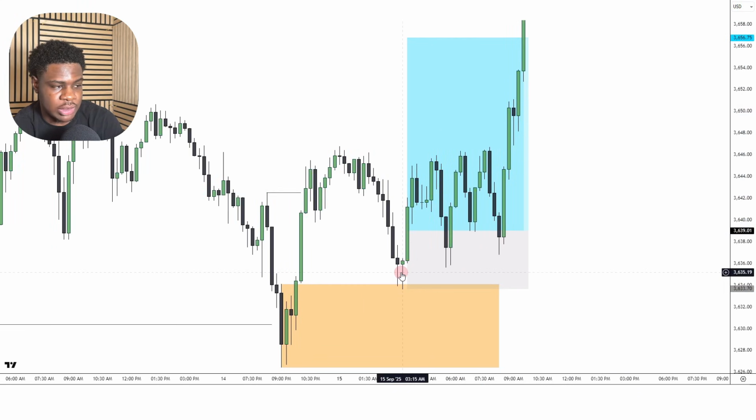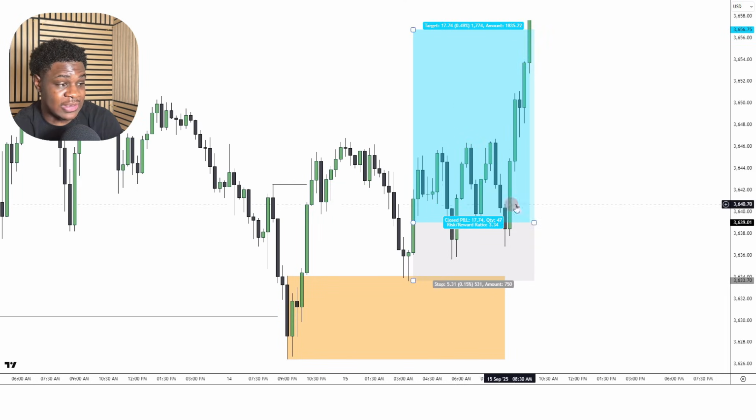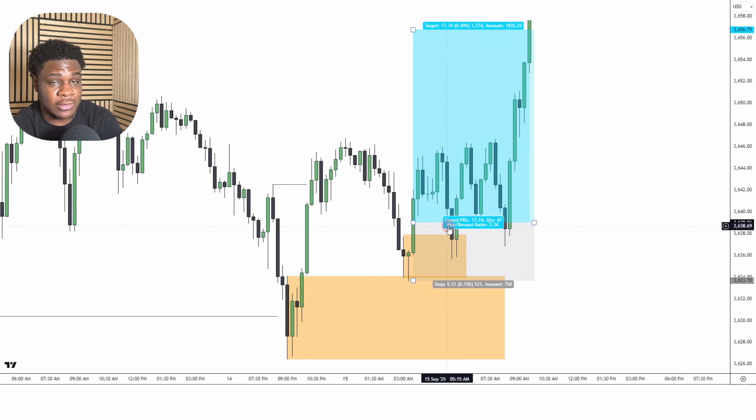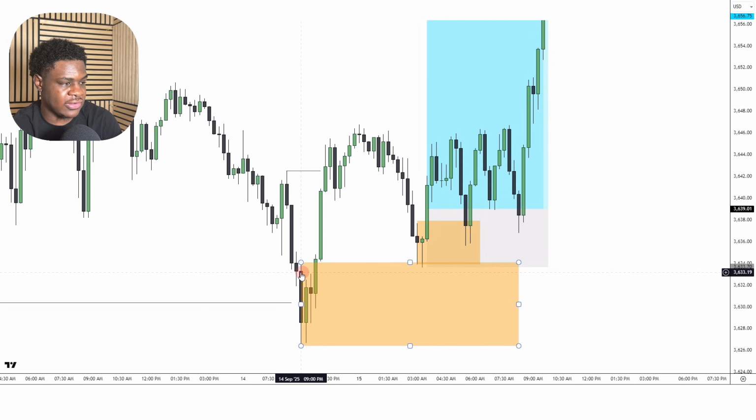So this right here would be the reversal order block, and these next last stop close candles right here would be what are referred to as propulsion blocks. Basically, this is a last stop close candle that reacted off of the previous order block. So this right here was the initial order block.